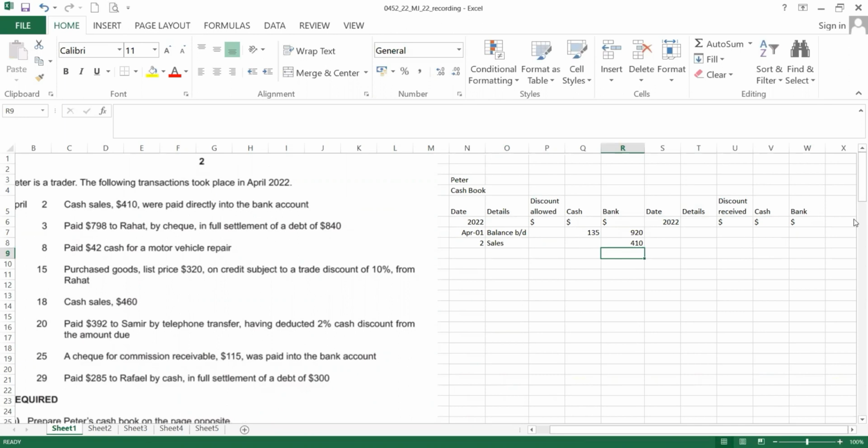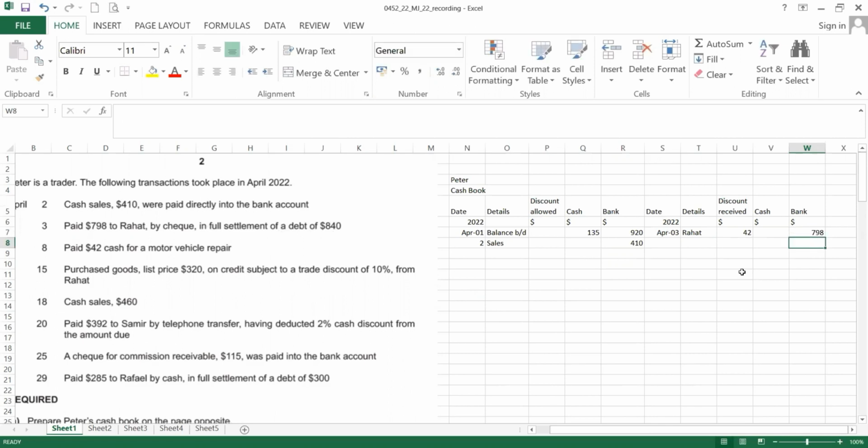Number 3, April 3rd, pay 798 to Rahat by cheque in settlement of the debt of 840. That means he got a discount. So April 3rd, pay to Rahat, and the discount amount is 840 minus 798, so we get 42. And here is the bank amount, 798.